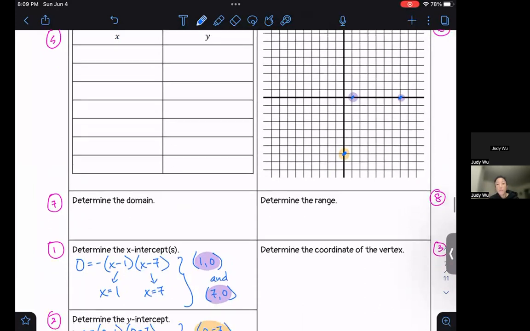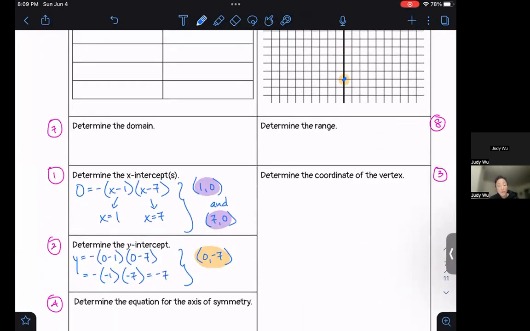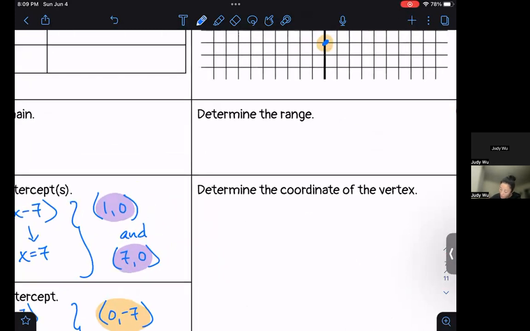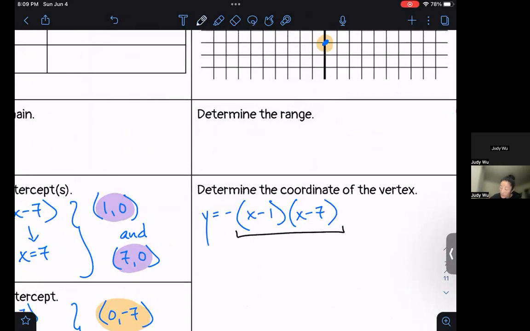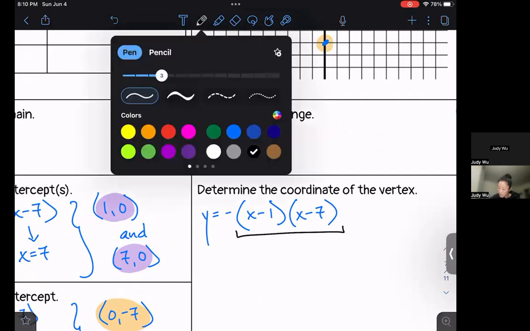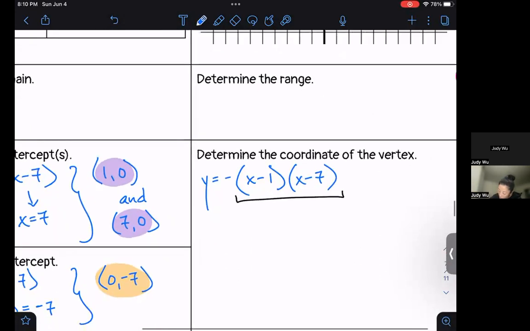Now we do the hard work to find the coordinate of the vertex. And the way we do that is we start by foiling out what we have. And just like before, I'm going to suggest that we multiply these out first, and then we distribute that negative sign. Okay, so let's multiply those first.